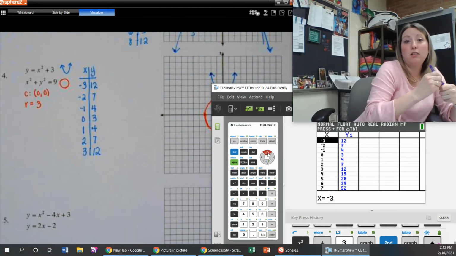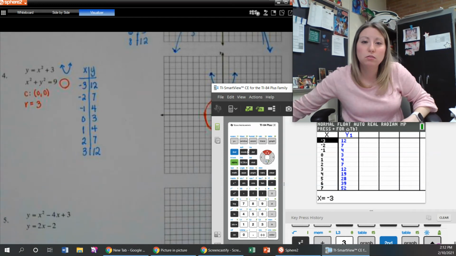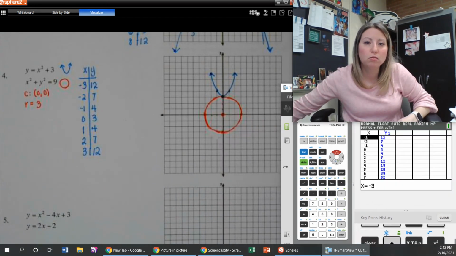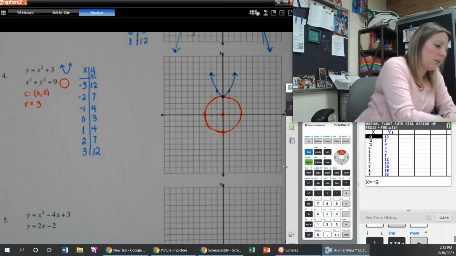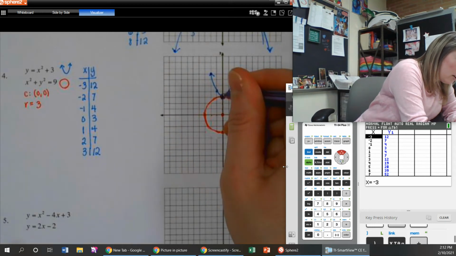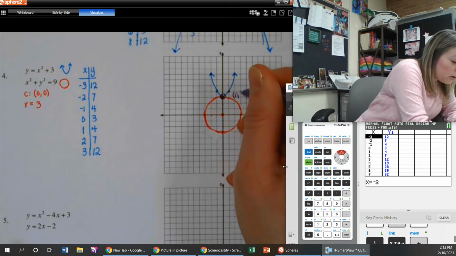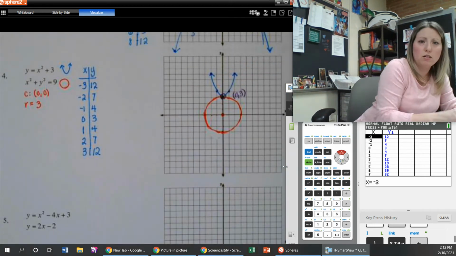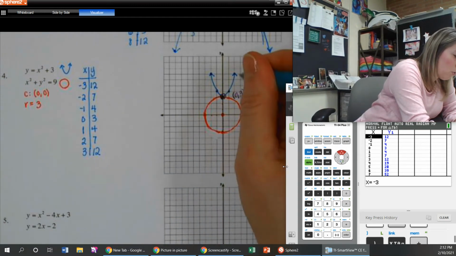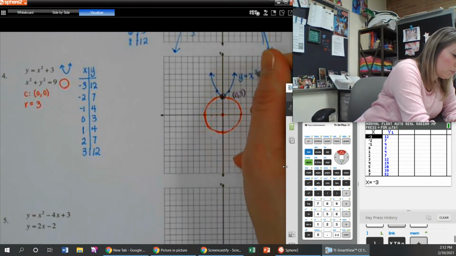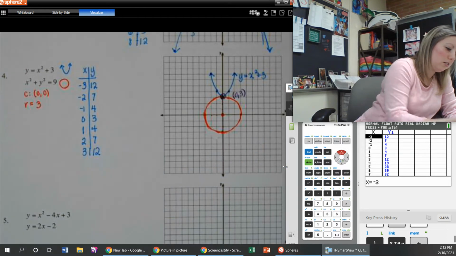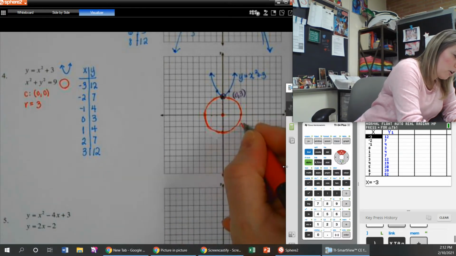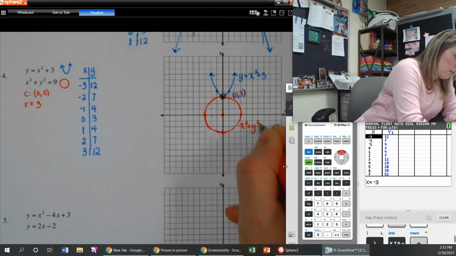But you get your purple, you people that clamor for it. There it is. 0, 3 is your intersection point. And then let's label y equals x squared plus 3 and x squared plus y squared equals 9.